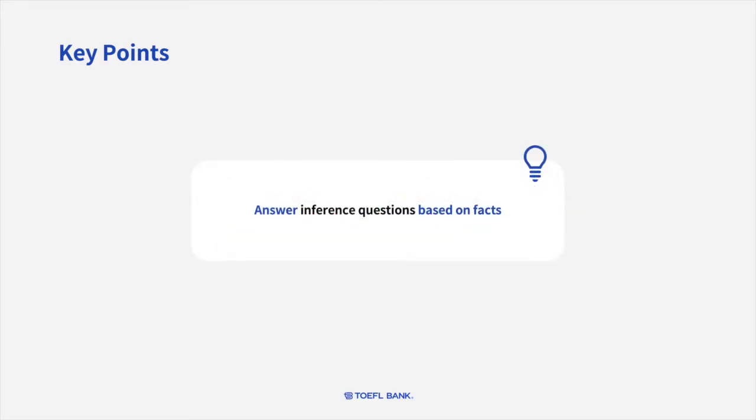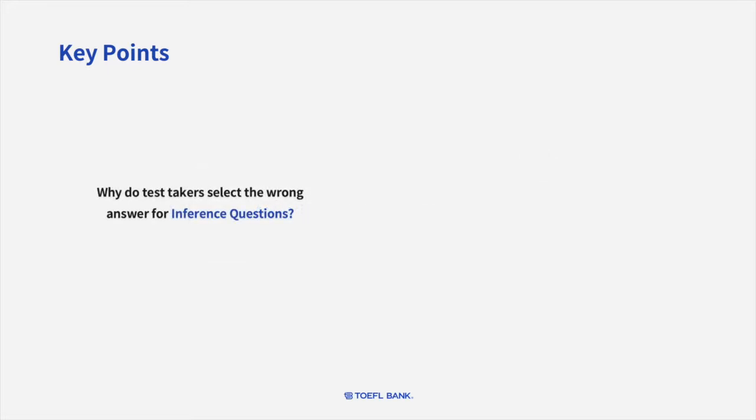Inference questions are questions you have to infer based on the passage. So you have to answer inference questions based on facts in the passage, just like fact questions. There are three main reasons why test takers select the wrong answer to inference questions. The first reason is because they did not know the meaning of a specific word or did not know TOEFL vocabulary words at all.